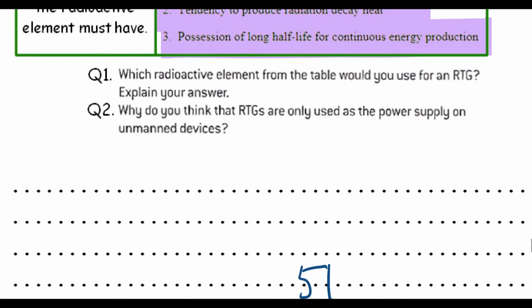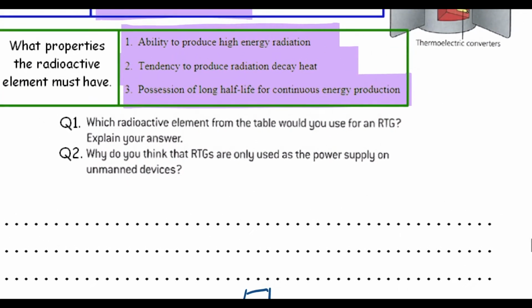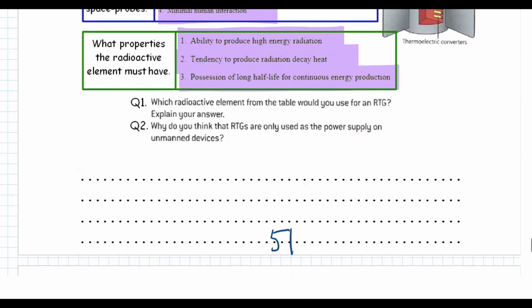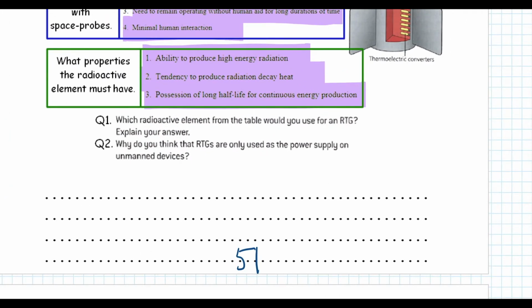Question 1. Which element from the table would you use for an RTG? There's a big giveaway. It tells you here it's plutonium-238. But more importantly, why? Explain your answer. Well, I'll give you the verbal answer and you can write it down. Plutonium-238 because it produces heat, and also it has a long half-life of 87.7 years. That's your answer to question 1.